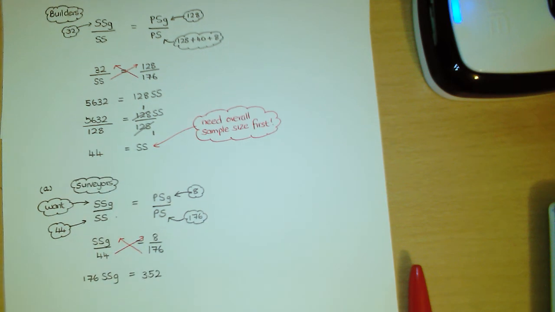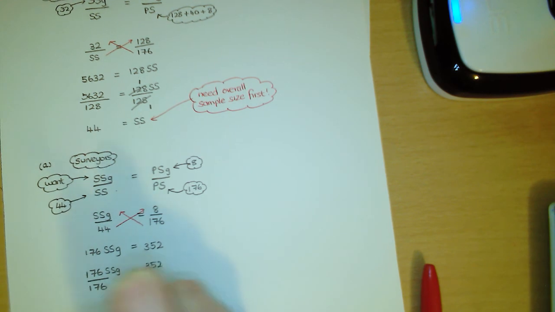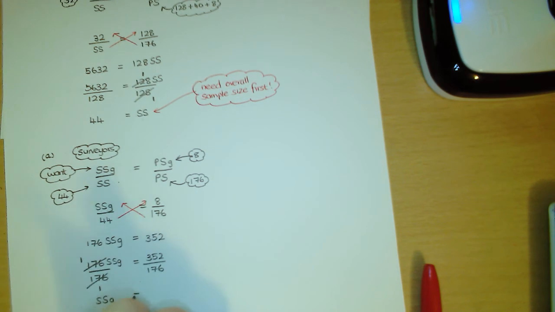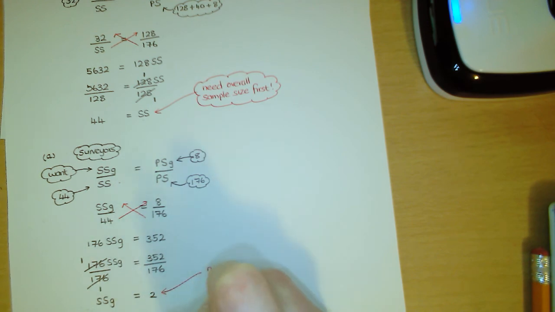Then again, we're going to divide both sides by the coefficient of the sample size of the group. We're going to divide both sides by 176. So again, 176's cancel, and we're left with the sample size of the surveyors group. And that's equal to, go to calculator, 352 divided by 176, and that's just going to give us 2 exactly. Okay, so that is the number of surveyors which are selected for the sample.